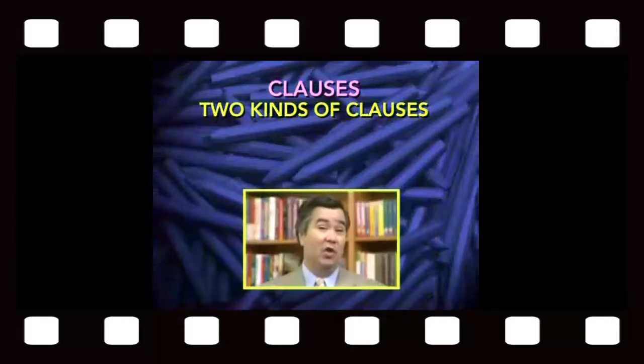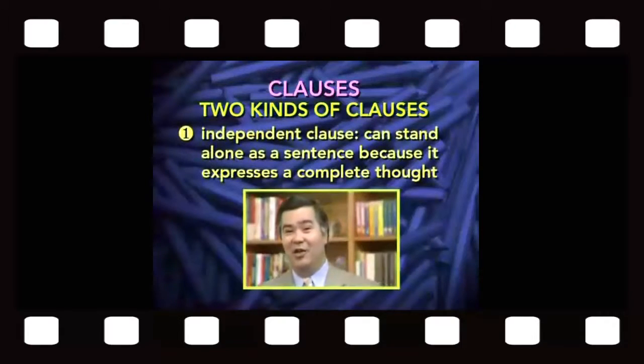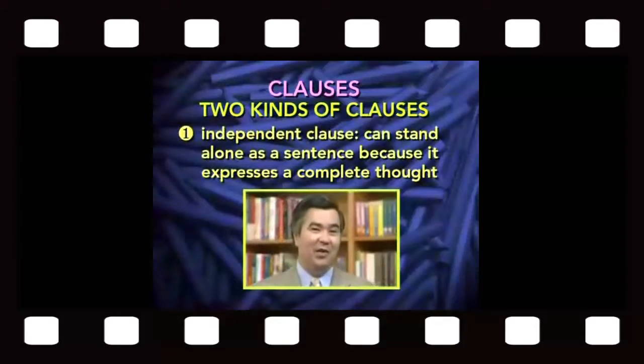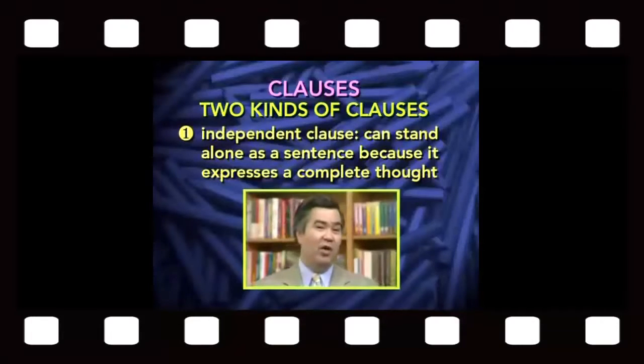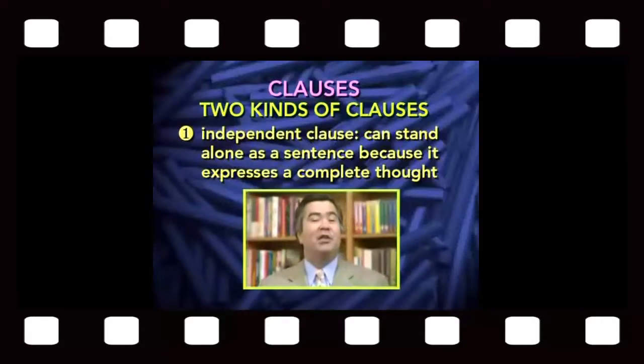The first kind of clause is an independent clause. An independent clause is one that can stand alone as a sentence. Why? Because it expresses a complete thought. You know the word independent means able to stand on one's own. When the United States became independent from the country that founded it, England, the United States was able to stand on its own, and an independent clause can stand on its own as a sentence.